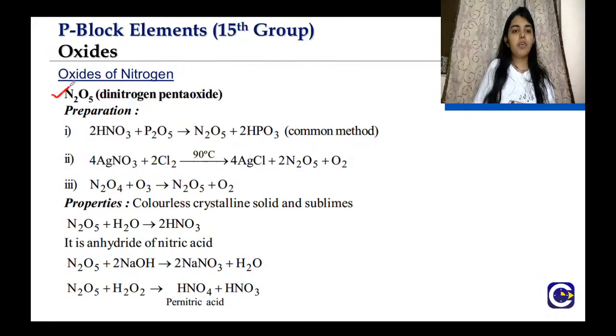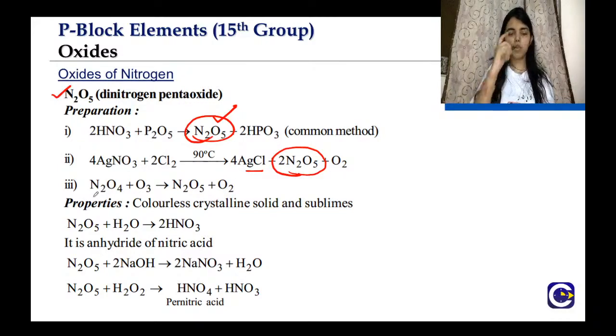Now coming on to N2O5, that is dinitrogen pentaoxide. So HNO3 on reaction with P2O5 will give you N2O5. This is the common method for preparation. AgNO3, silver nitrate, on reaction with chlorine will give you AgCl and N2O5. Similarly, N2O4 on reaction with ozone will give you N2O5, right?